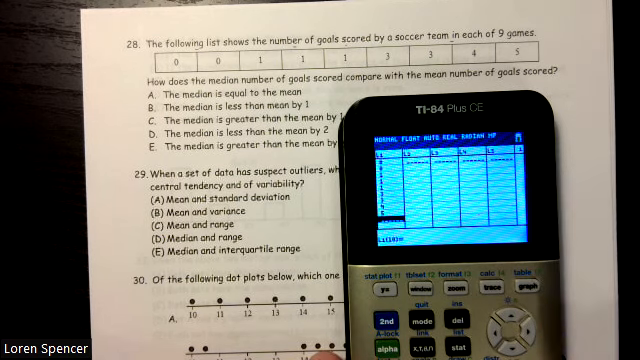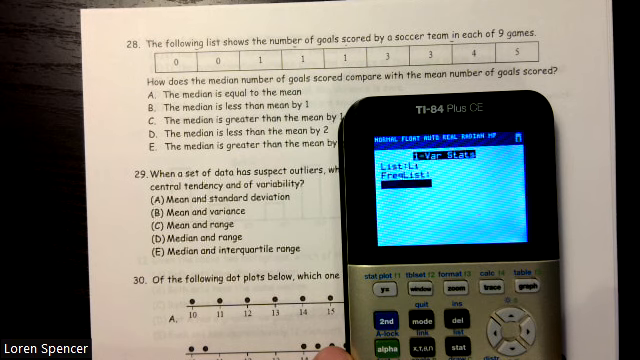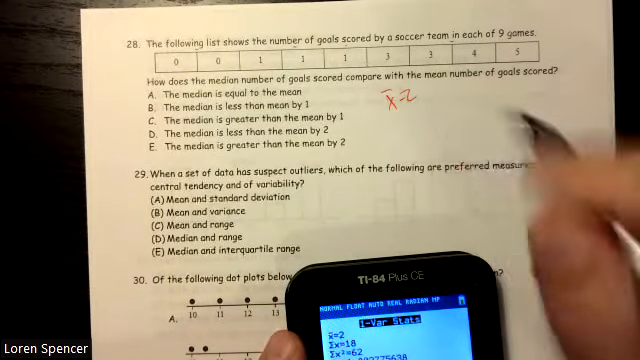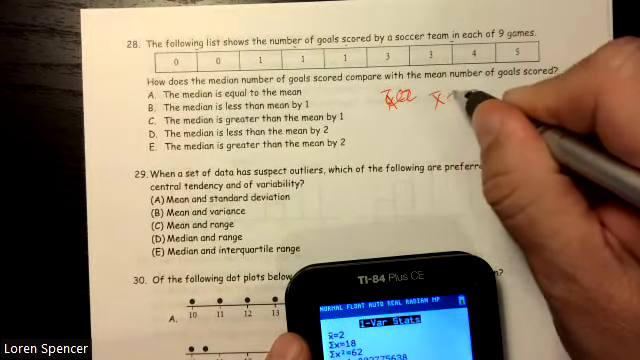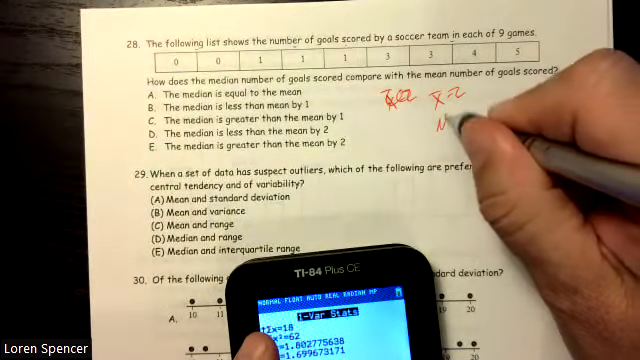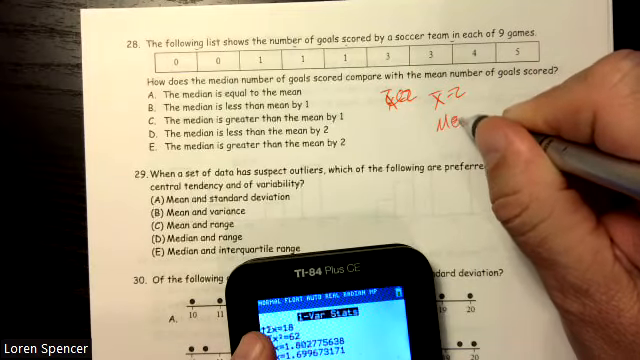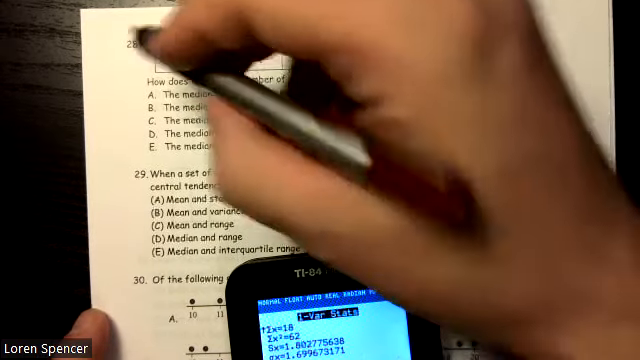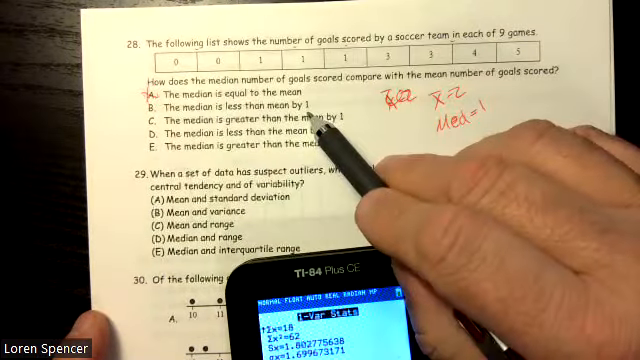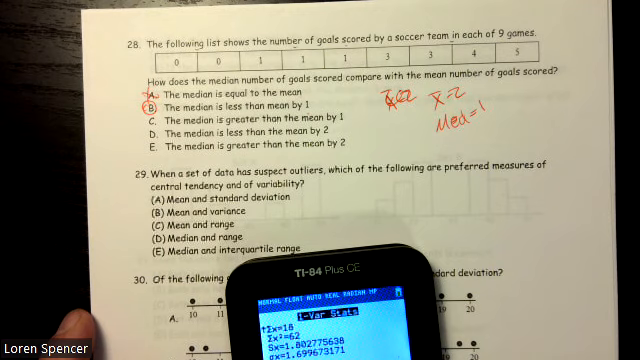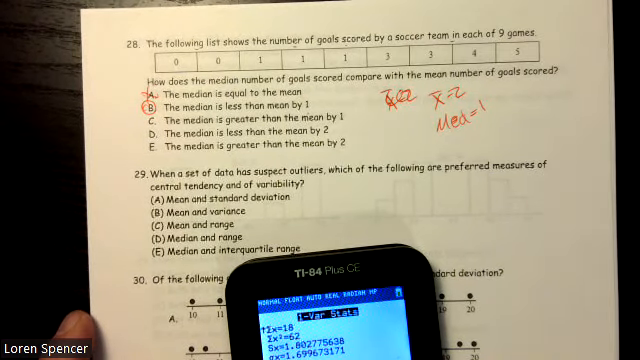And I can go stat, calc, 1 var stats. And I find my X bar, which is my mean, is 2. I can scroll down 1 and my median, which is the middlemost value, equals 1. All right. The median is equal to the mean? No, it's not. The median is less than the mean by 1? Yes, it is. All right. So we should be good with that one. Next problem.